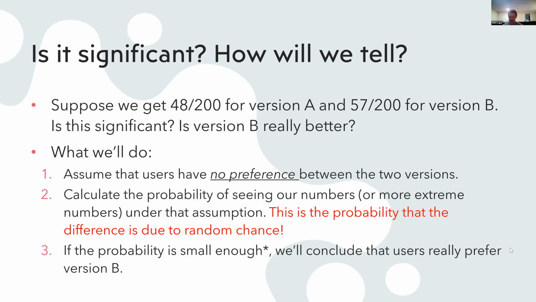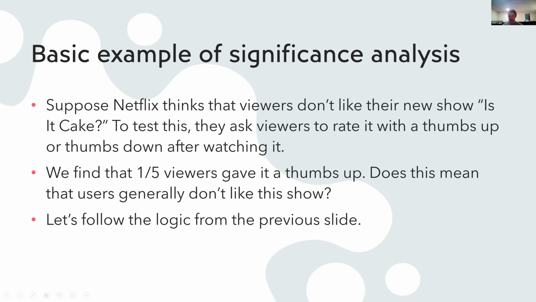So that's the main idea. And so for this, I'll actually want to give an example of this type of reasoning in a simpler setting, where instead of looking at two versions, we're just going to look at whether people like or don't like one thing to get a feel for how that kind of reasoning is done.